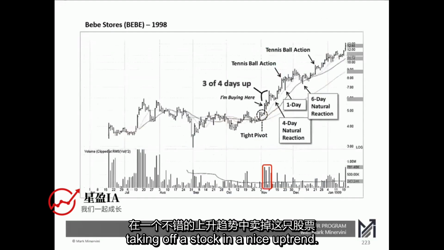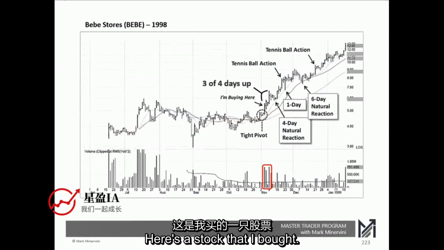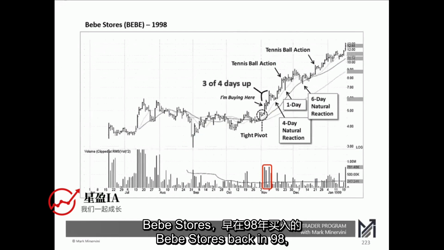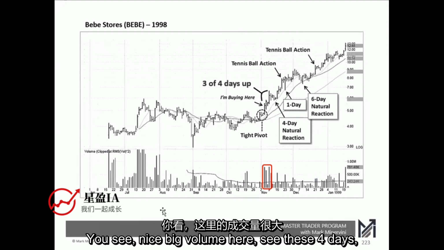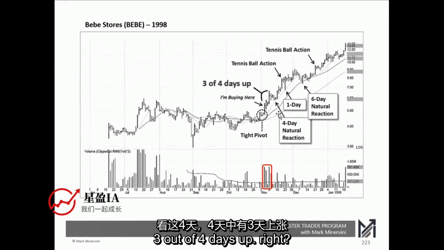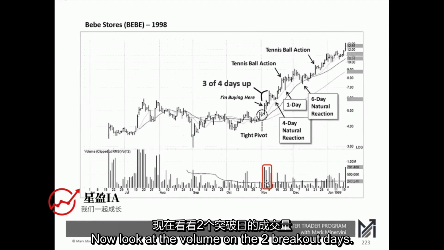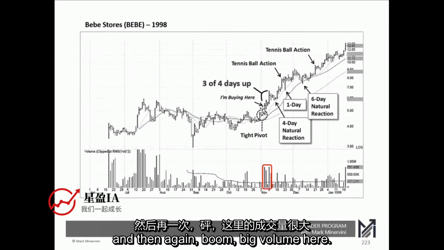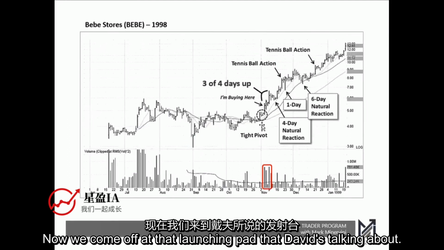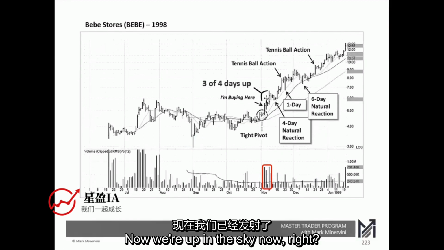Here's a stock that I bought, Baby Stores, back in '98. Came out of a perfect base, nice tight pivot. You see nice big volume here. See these 4 days? 3 out of 4 days up, right? Now, look at the volume. 1, 2 on the 2 breakout days. Then the pullback, look how low. And then again, boom, big volume here. So now we come off that launching pad that David's talking about. Now we're up in the sky now, right?